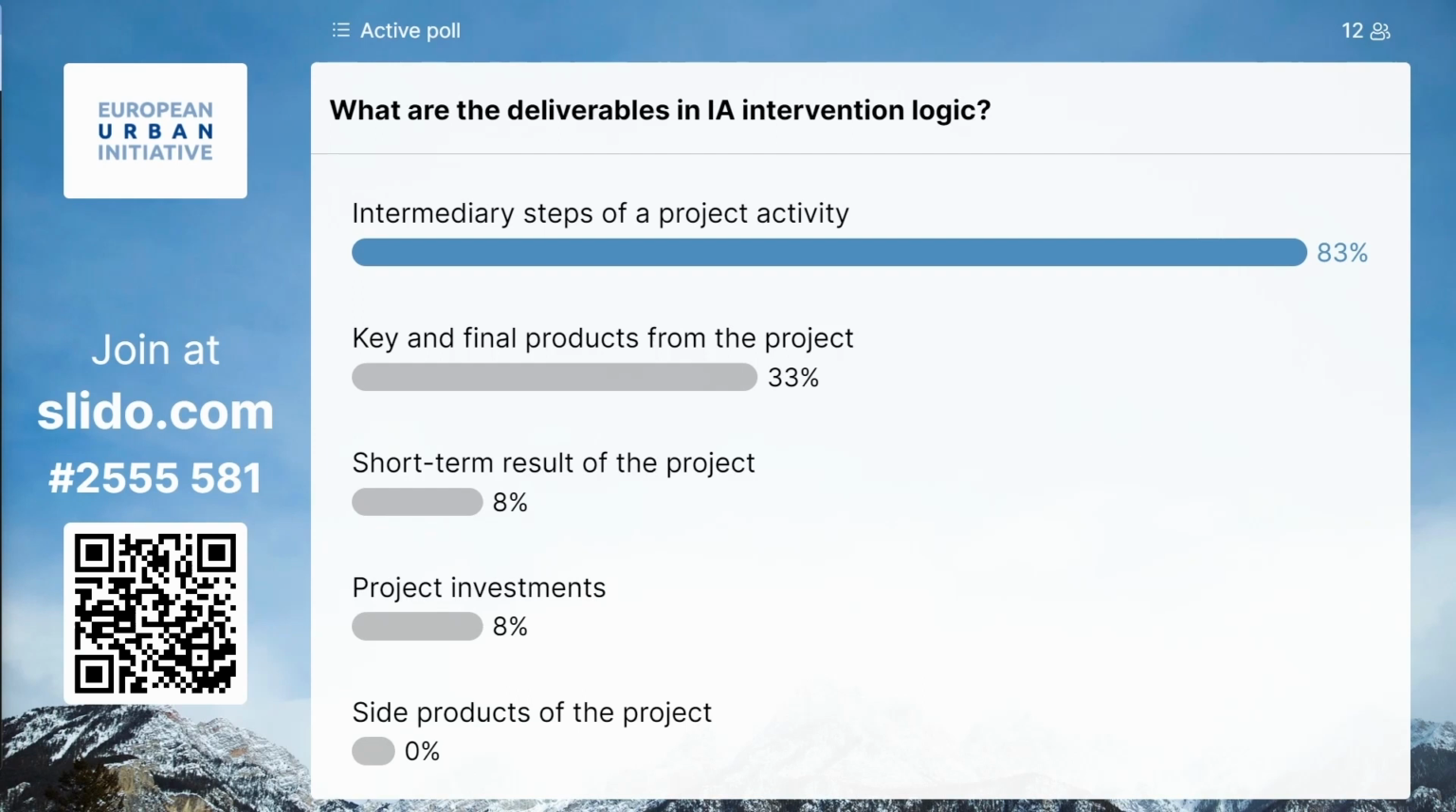Indeed, as we said, deliverables are intermediary steps of a project activity, really the step which is decomposing the delivery of an activity. It is not an investment. An investment will always be a final product and output of the project. This is neither a project result, because we know that the result is the change that appears in your local context as a result of your project. And it's not either a key and final product from the project, because these are the outputs. So the correct answer is the intermediary step of a project activity.